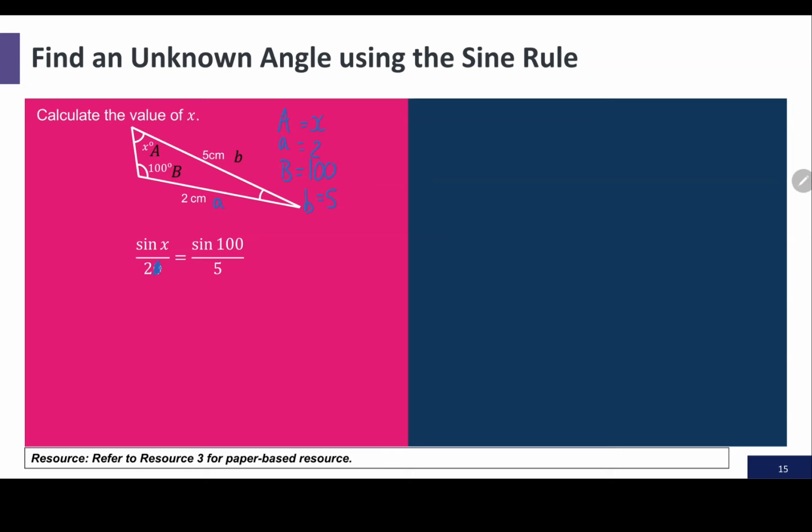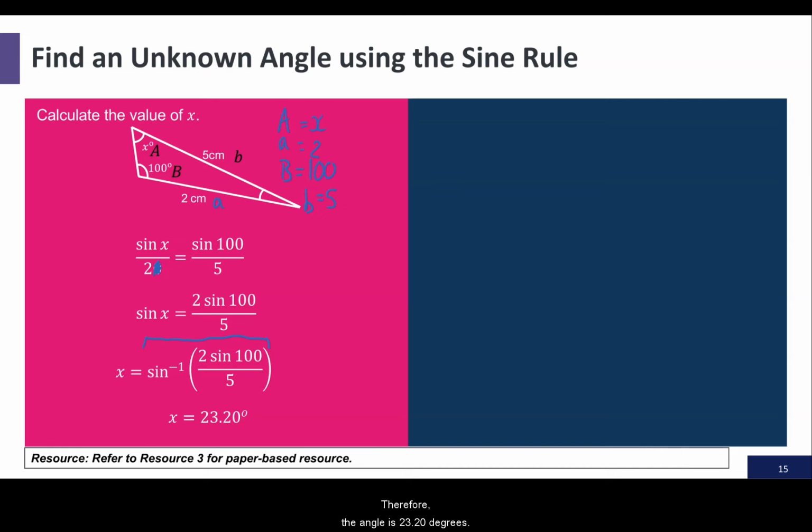Got an extra 0 on there. Next stage is to multiply both sides by 2. Again, notice the 2 becomes a numerator. The final step is to inverse sine both sides and type all of this into my calculator and press equals. Therefore, the angle is 23.20 degrees.